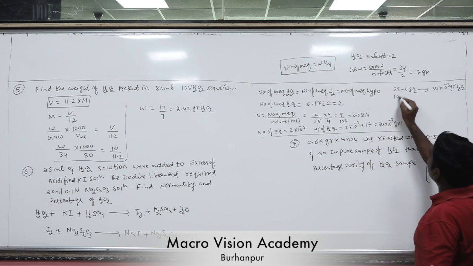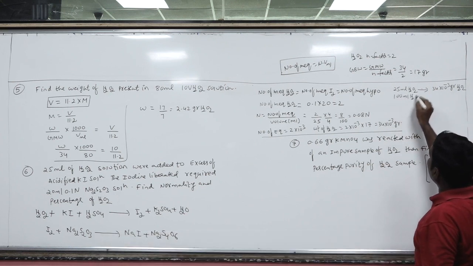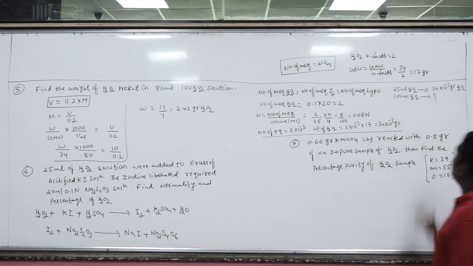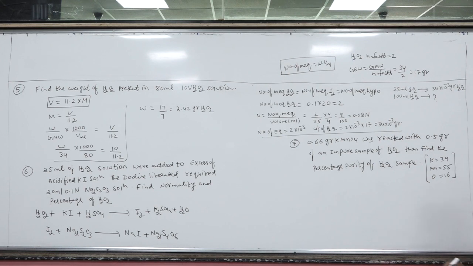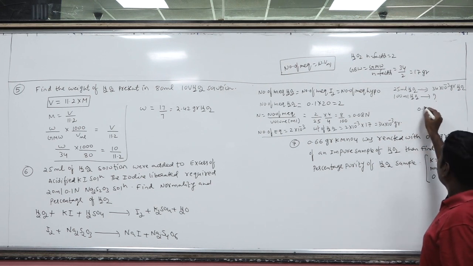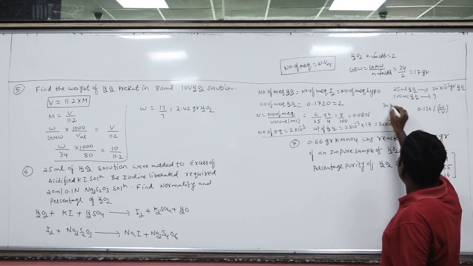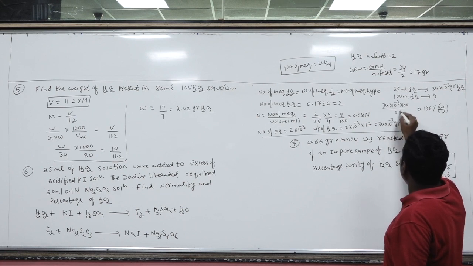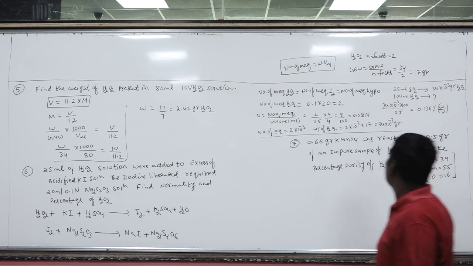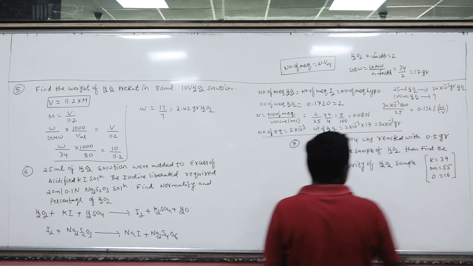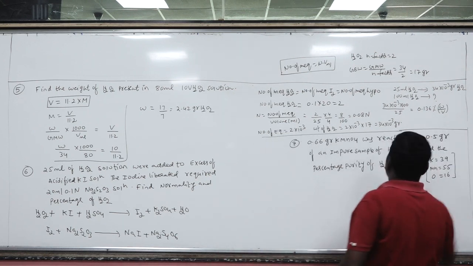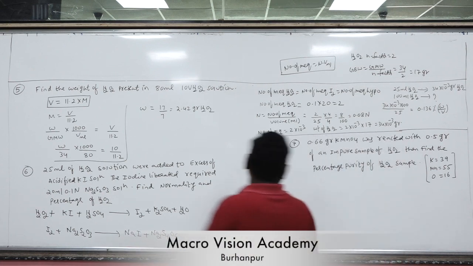So in 100 ml solution, definitely there will be 4 times the weight, 34 into 10 raised to minus 3. Yes or no? That will be 0.136% W by V. That is 34 into 10 raised to minus 3 into 100 divided by 25. 0.136% W by V. And one more question is there.